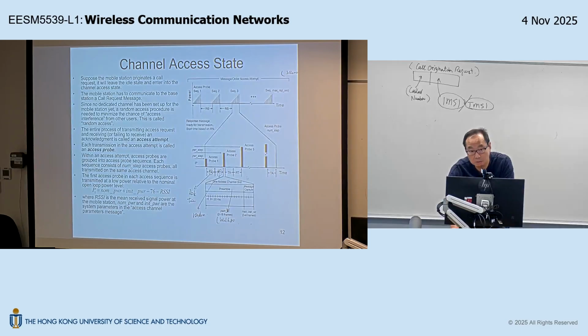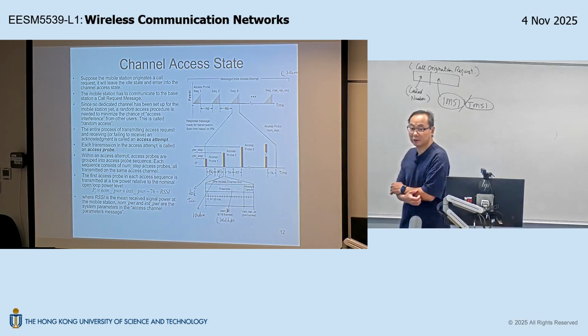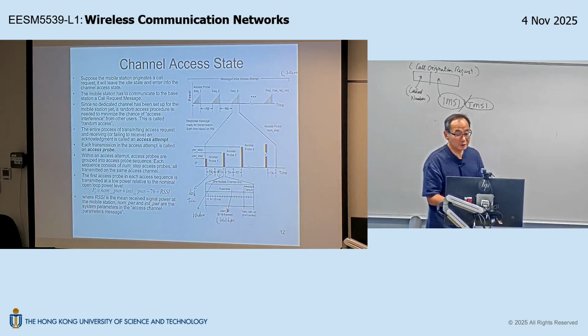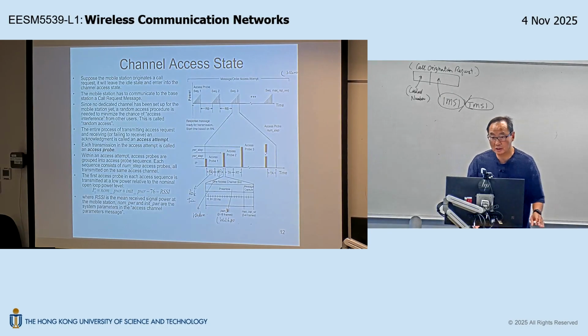And then if you give up, that means something is wrong. Then you go back to the initialization state and start all over again. Okay? So that's the entire access procedure. So any questions? Should be pretty straightforward, right? Okay. Now the next I want to explain why the access procedure has to be arranged like this.